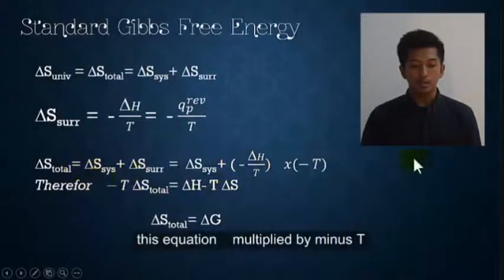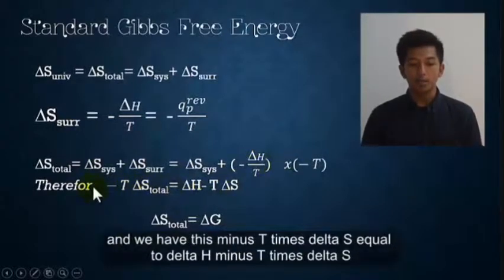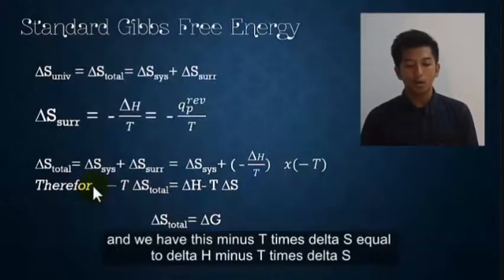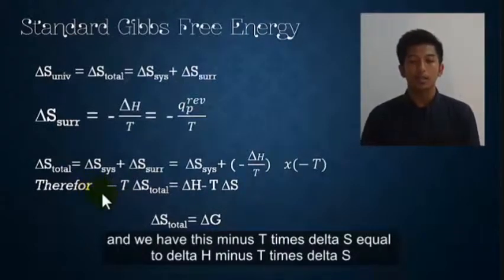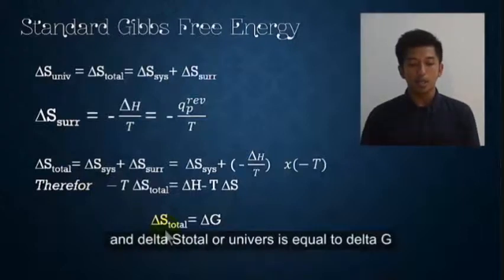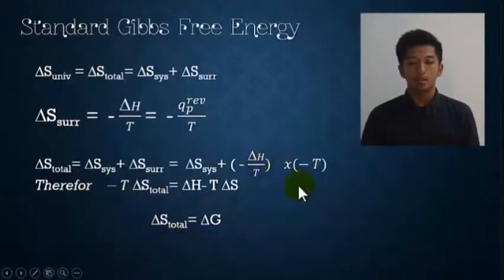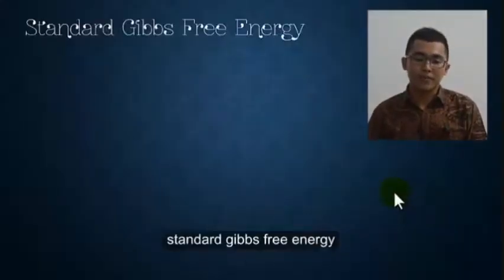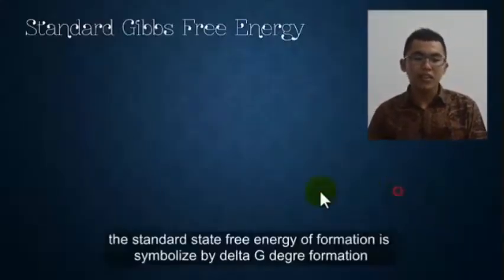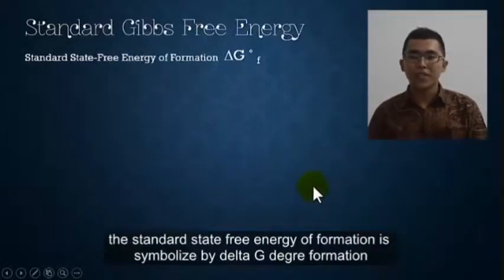In this equation we have multiplied by minus T, and we get minus T multiplied by delta S total equals delta H minus T delta S, and minus T delta S total equals delta G. Standard Gibbs free energy. The standard state free energy of formation is symbolized by delta G degree formation.